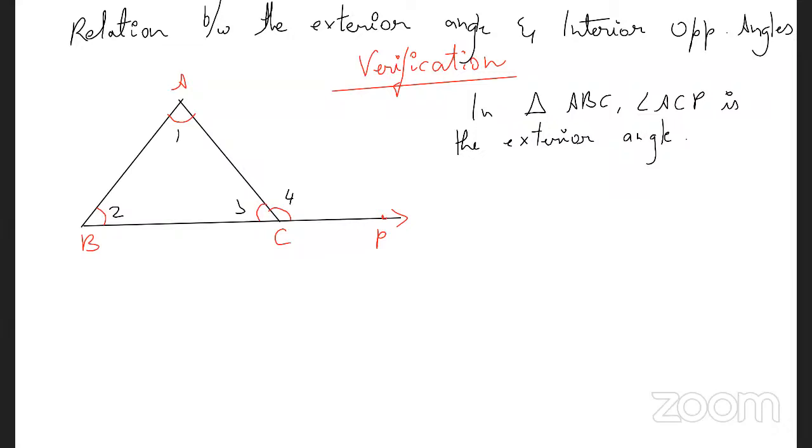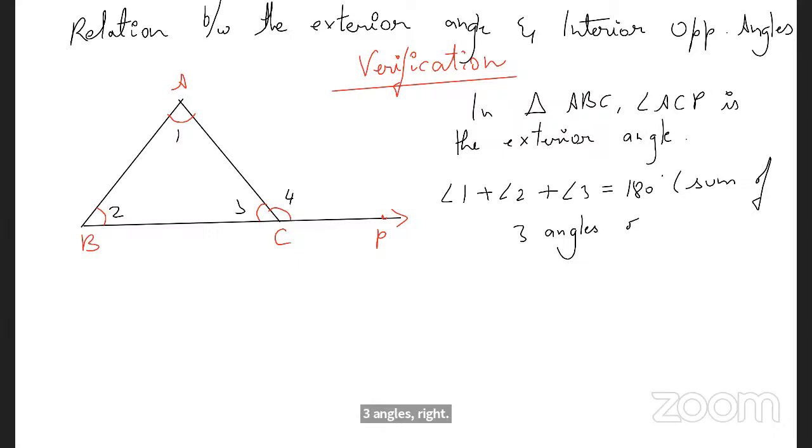Now, what is the sum of all the interior angles of a triangle? Angle 1, 2, and 3, 180. So we can write angle 1 plus angle 2 plus angle 3 equals 180 degrees. That is the sum of three angles of the triangle.